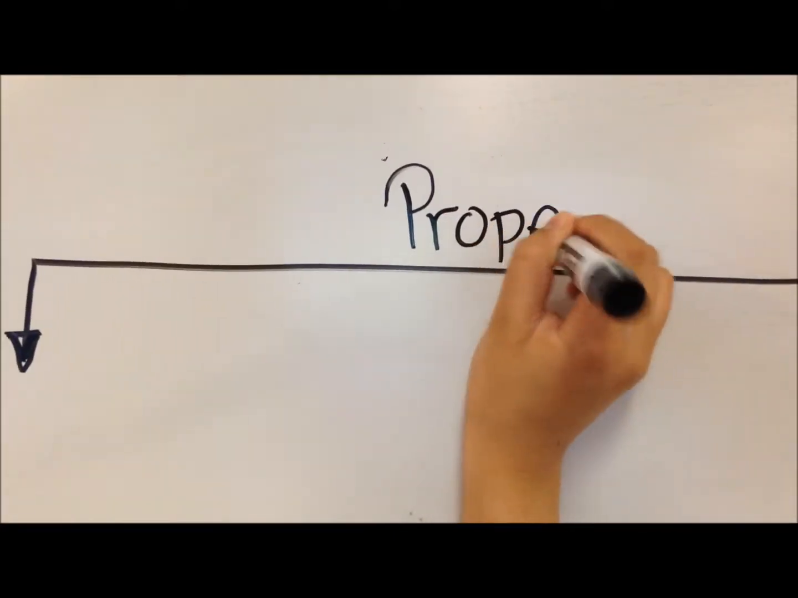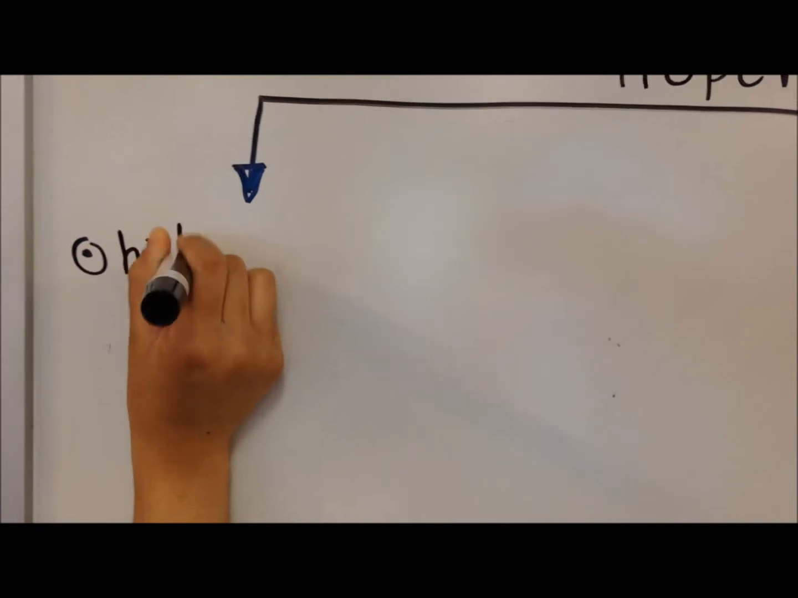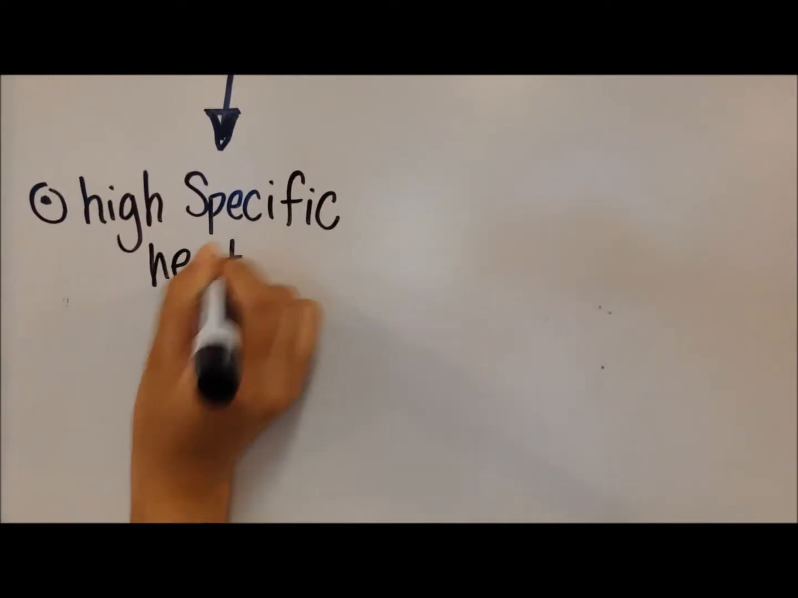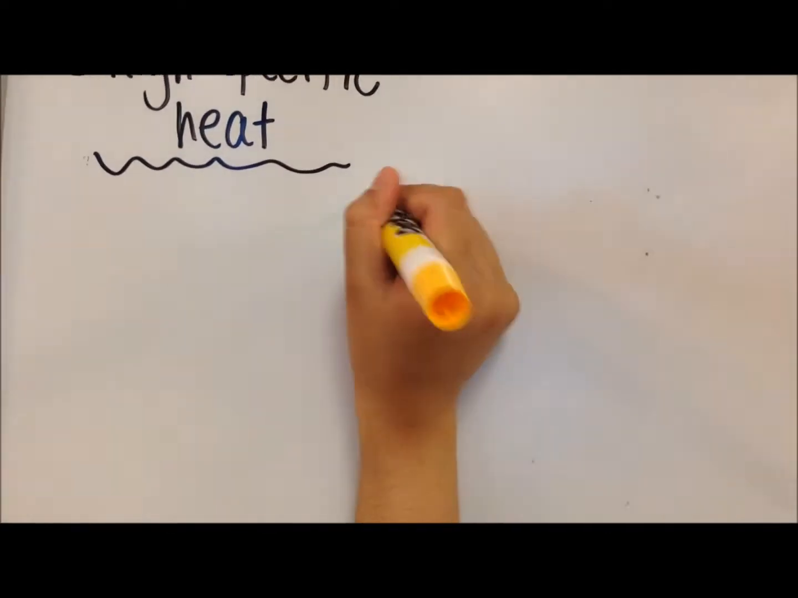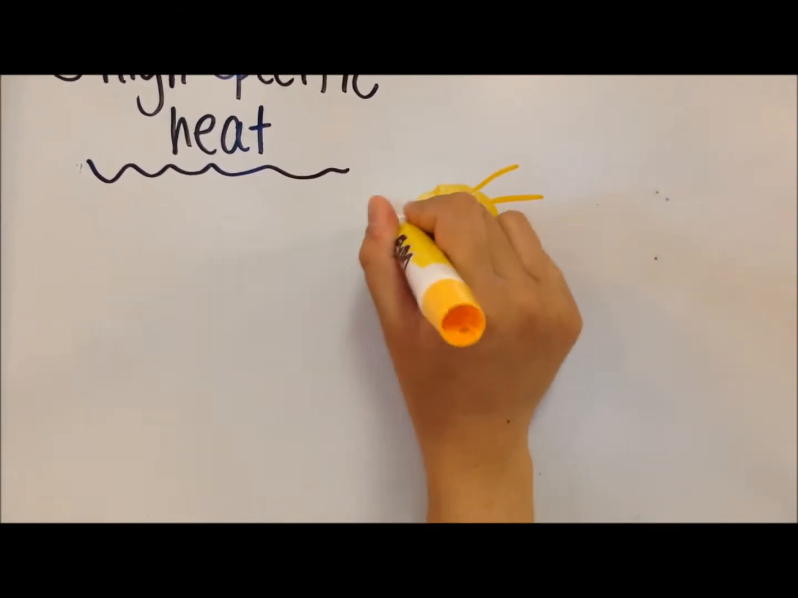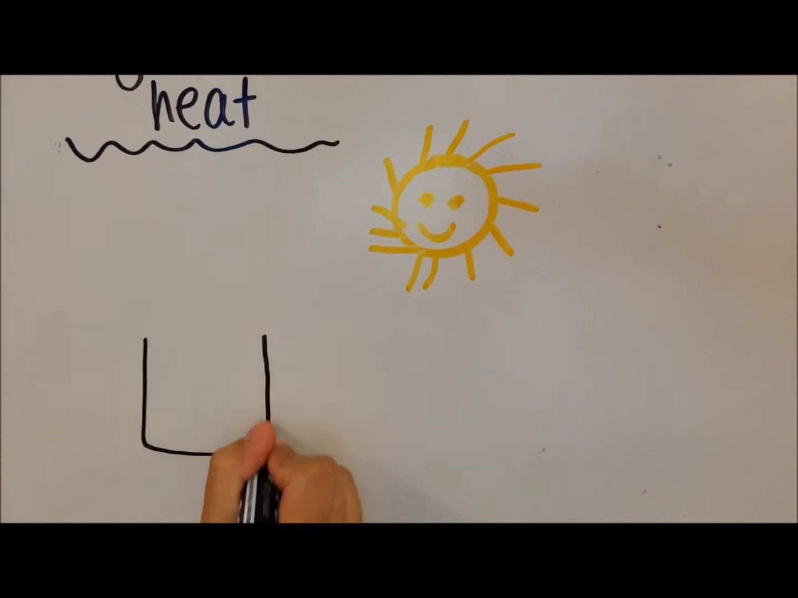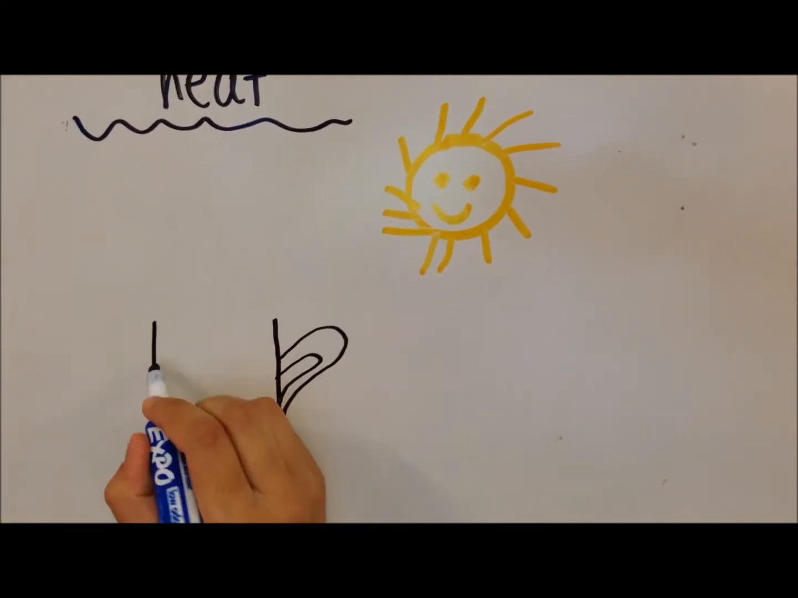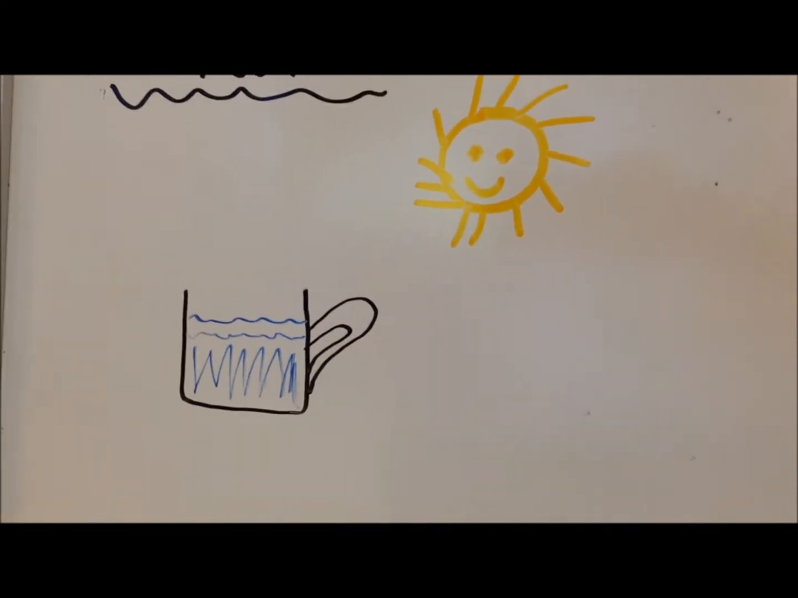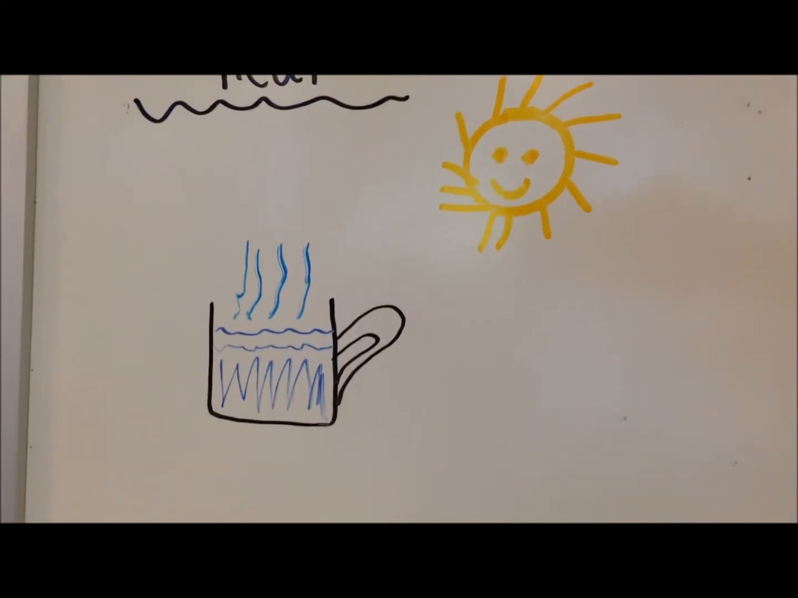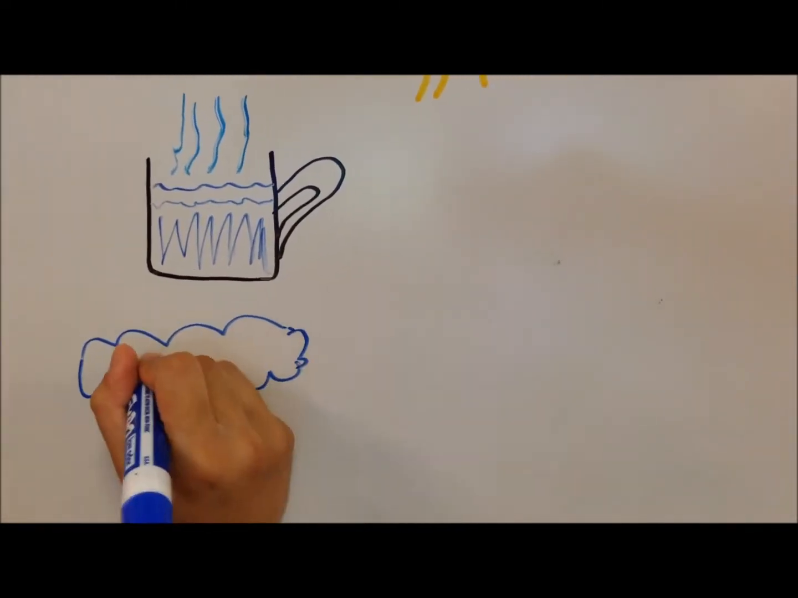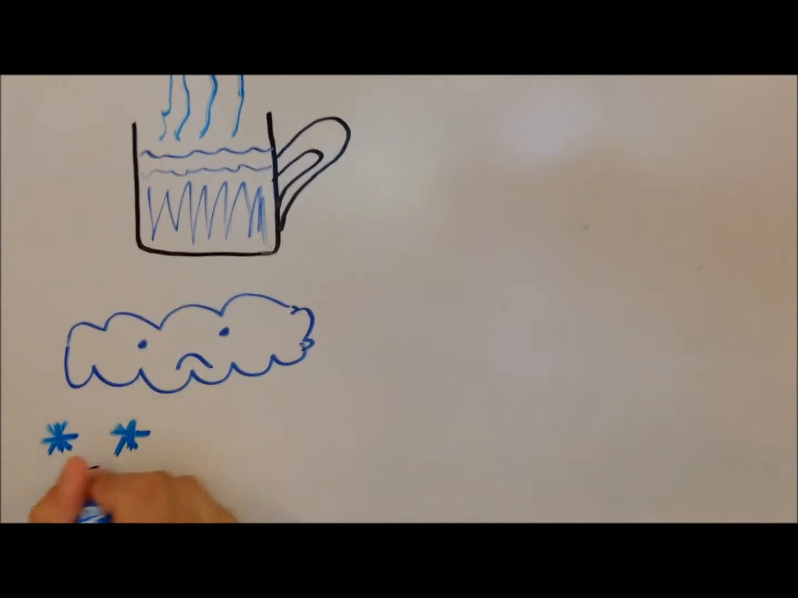There are many properties of water. One property is high specific heat capacity. Water has a very high specific heat capacity. This means that a large amount of energy is needed to boil water. If you put a pot of water on the stove, you will notice that it takes a while for the water to boil. This is because water boils at 100 degrees Celsius, and that is a lot of energy.